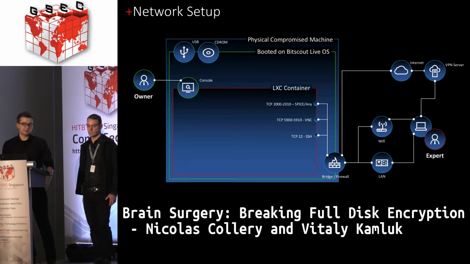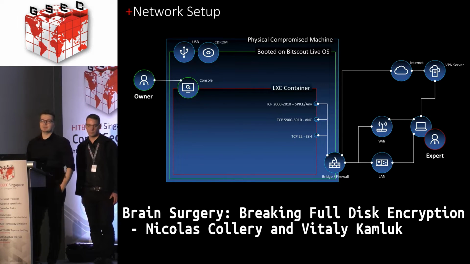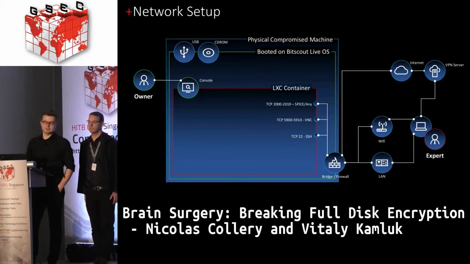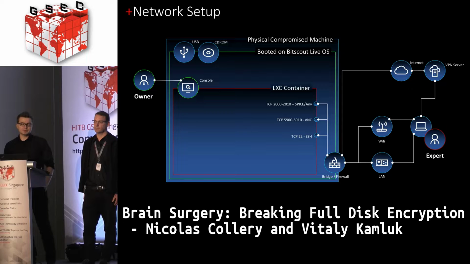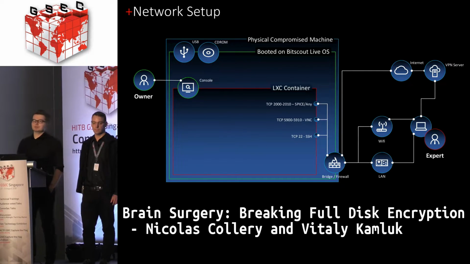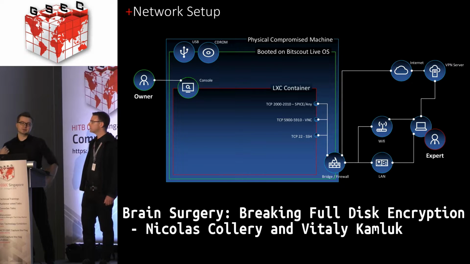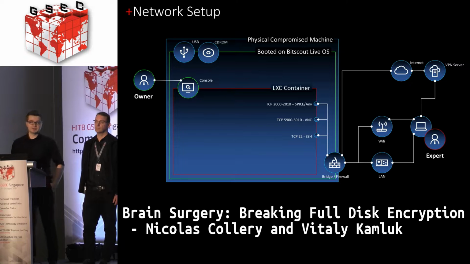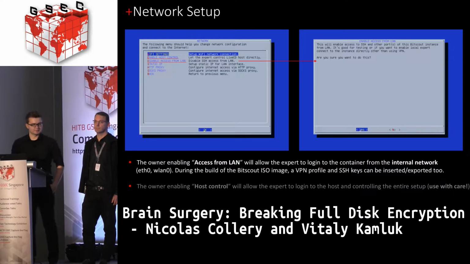Now, network setup allows us to connect over VPN by default, but the user, of course, can enable direct access from the LAN. For the demo, we will use direct access because it's simpler than using VPN. So we can SSH directly into the box and control it. Certain ports can be forwarded from that container over the VPN to the expert, so that we can start additional services, including a virtual machine, like we will show you in a few moments.